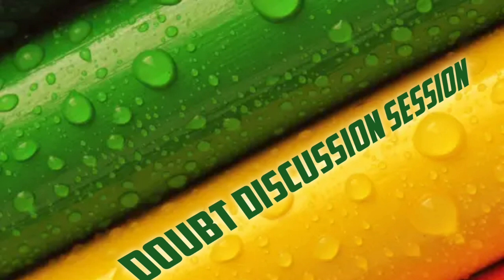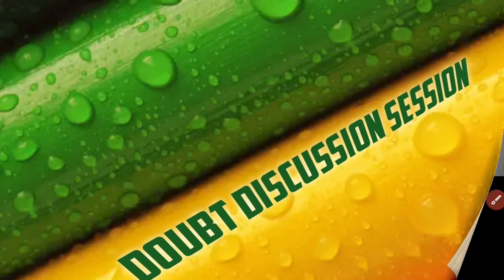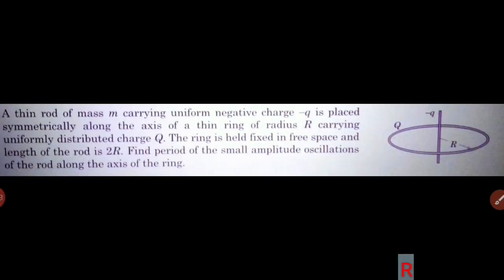Today is the second session of doubt discussion for the chapter Electrostatics. And today, the first doubt we have taken is that of Devabrata. Here is a beautiful question from Electrostatics, that is SHM in Electrostatics.